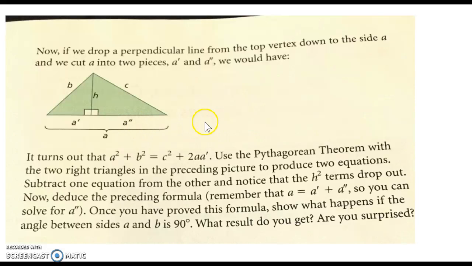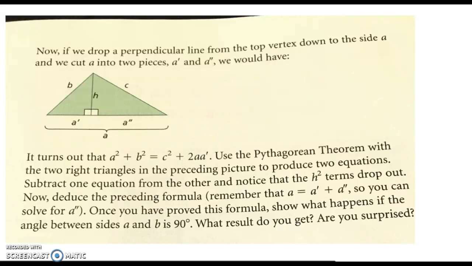Once we have proved this formula, we're going to show what happens if the angle between the sides A and B turns out to be 90 degrees instead of an acute angle of what it is now. And the question is, what result do you get, and are you surprised?